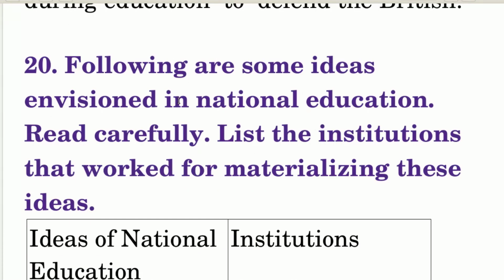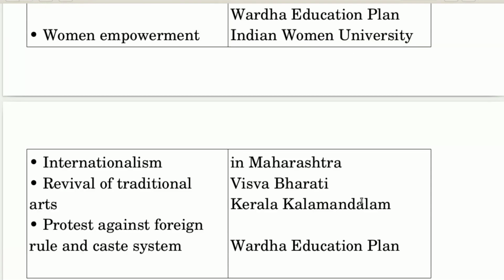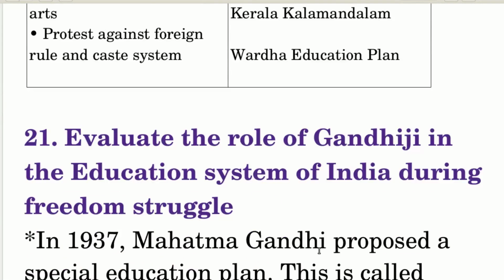Following are some ideas envisioned in national education. Read carefully. List the institutions that worked for materializing these ideas. Ideas of national education institution. Secularism and nationalism: the Deccan Education Society, Jamia Millia Islamia, Wardha education plan. Women empowerment: Indian Women University in Maharashtra. Internationalism: Vishwabharati. Revival of traditional art: Kerala Kalamandalam. Protest against foreign rule and caste system: Wardha education plan.